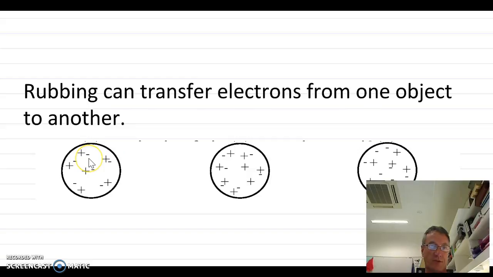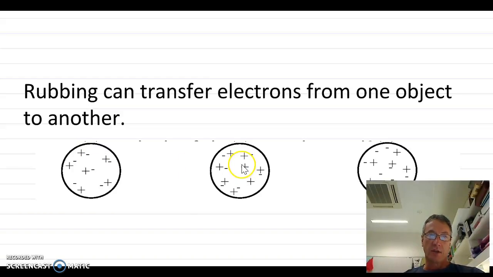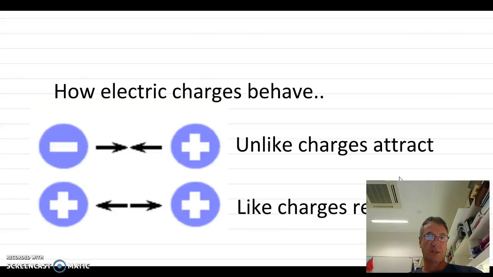Now, this slide shows some objects that have got charges in them. The first object has the same number of positive as negative charges. So even though it has charges, as an object overall, it's uncharged. This middle object has got more positive charges than negative charges, so we would say it's positively charged, and this object is negatively charged. So a deficit of electrons results in a positive charge, and a surplus of electrons results in a negative charge.